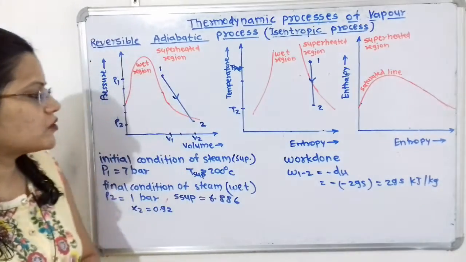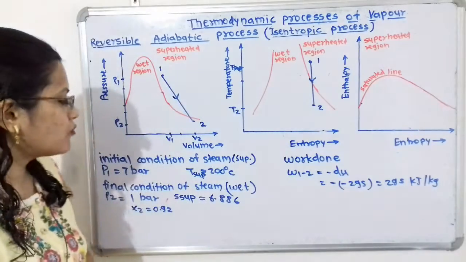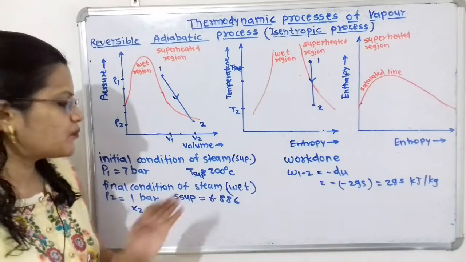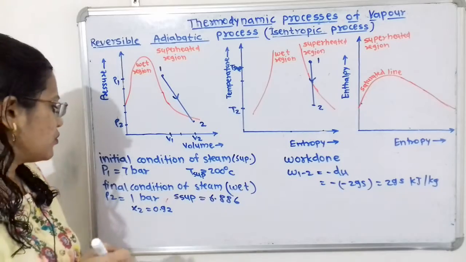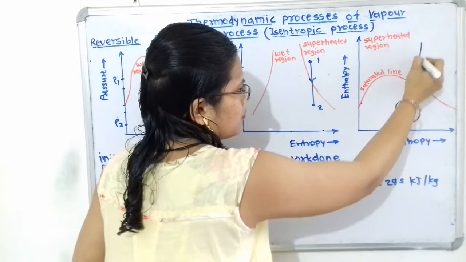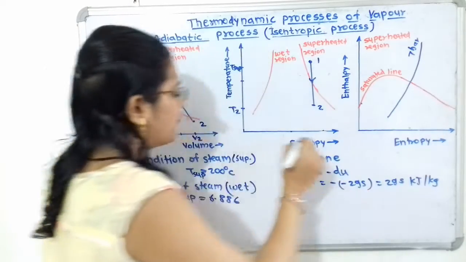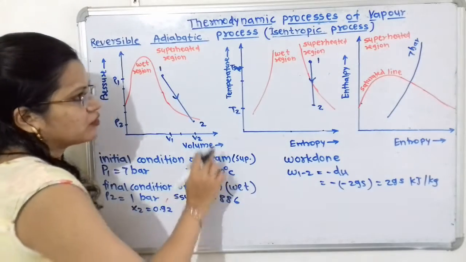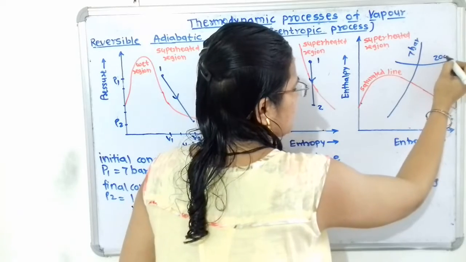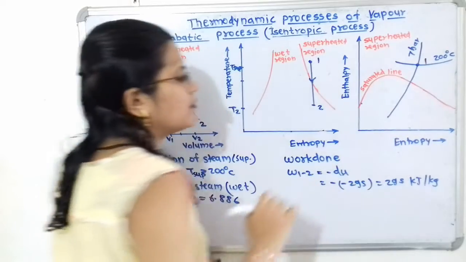Now we will show the process 1 to 2 on the enthalpy-entropy diagram. How to show it? For the initial condition, pressure and temperature are given. Now this point 1 is in the superheated region. So here are the pressure lines on this enthalpy-entropy diagram. See, this is the line for 7 bar, and for this 7 bar there is the temperature of 200 degrees Celsius. There are horizontal lines here for the temperature lines, 200 degrees Celsius. So this point of intersection will be point 1.